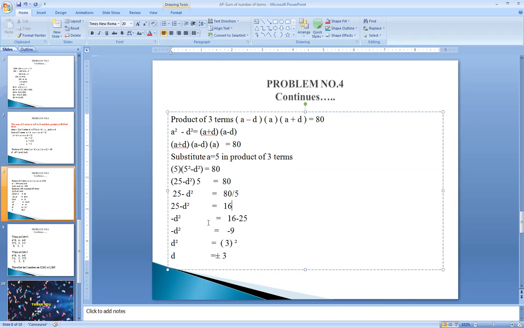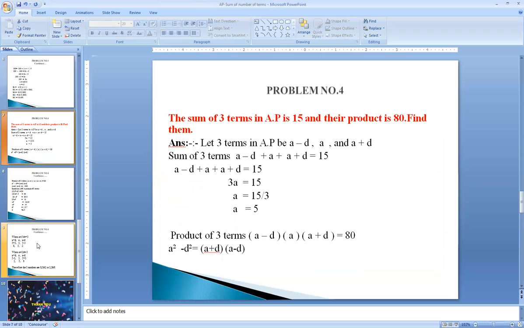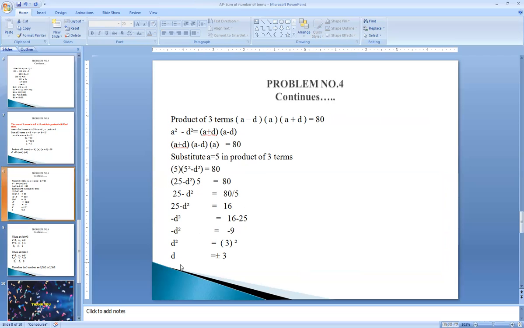So minus b square equals the difference of 16 and 25, which is minus 9. Minus minus gets cancelled. So b square equals 9, which can also be written as 3 square. Therefore, the value of b is plus or minus 3. Now we are getting two values. The value of a we calculated as 5, but for b we have two values, plus 3 and minus 3.